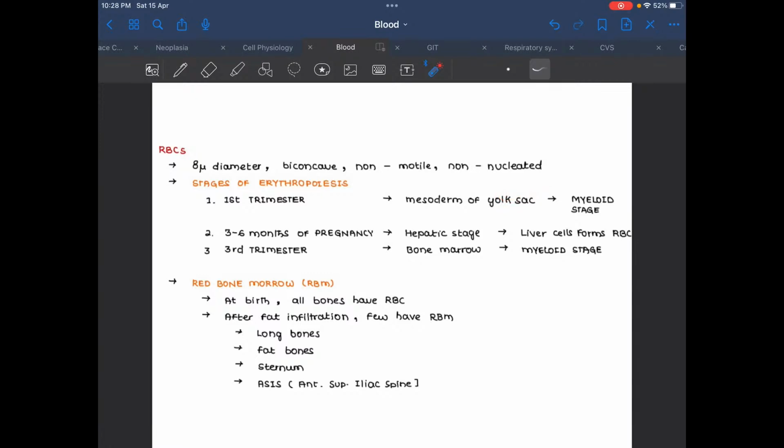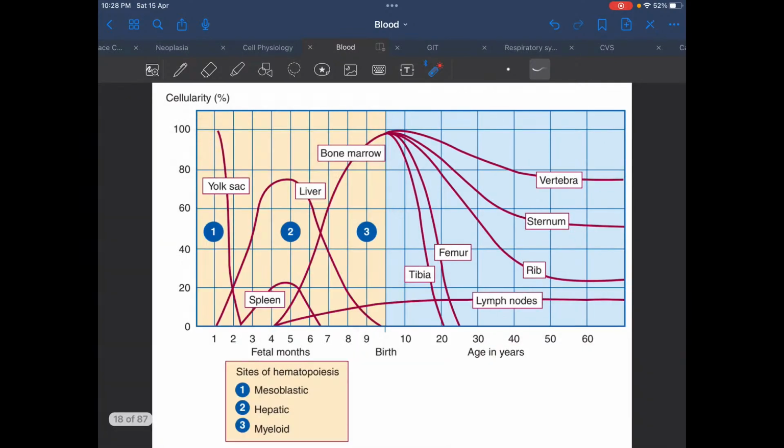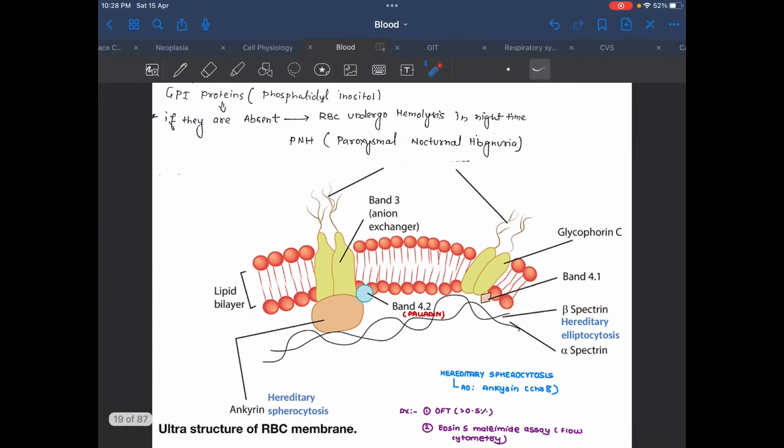And what is the origin of all of this? Pluripotent hematopoietic stem cells, it's mainly from the yolk sac only. All right. And we know that as soon as puberty arrives, we're going to have fat infiltration. Now it's going to be mainly sequestered only at the axial skeleton or the long ends of your long bones, right? So this is a diagrammatic representation of how this happens. And now we're going to talk about the RBC structure a little bit.